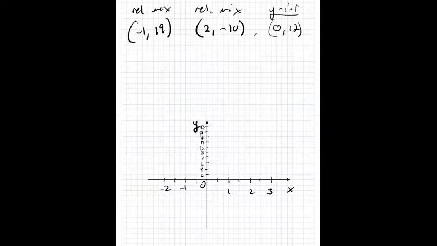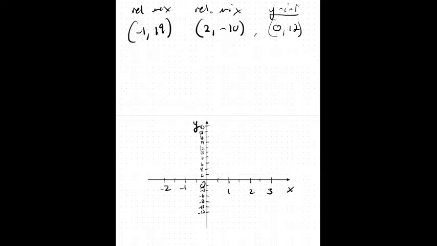2, 4, 6, 8, 10, 12, 14. We don't have to go that far now. -2, 4, 6, 8, 10, 12. Okay. So then it looks like -1, 19. And let's do it like this, paper. -1, 19 is here.